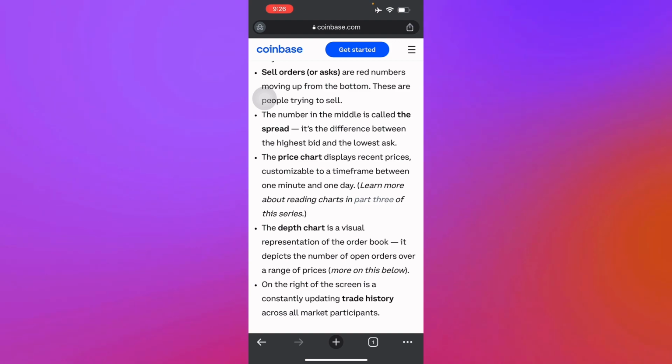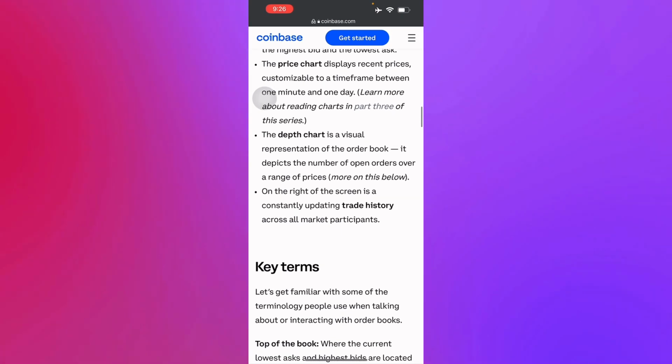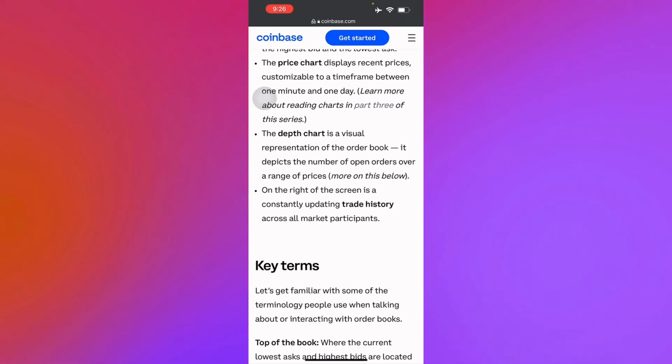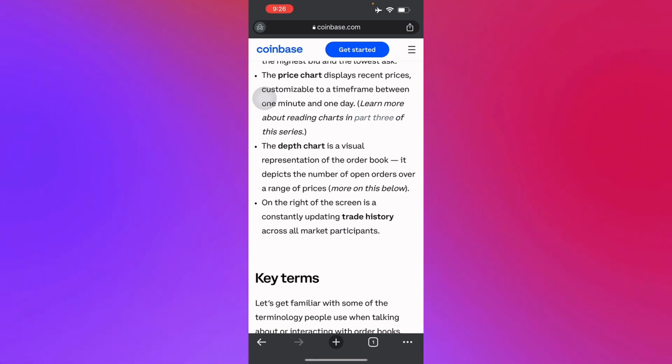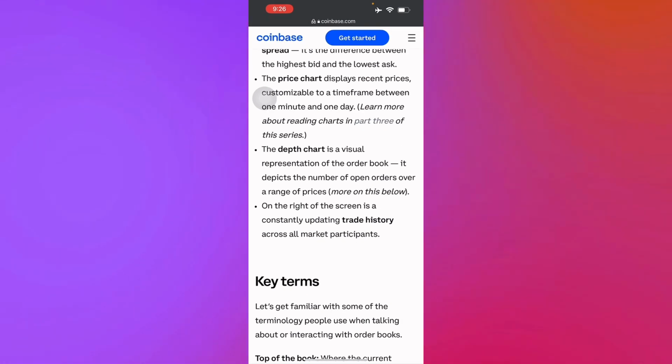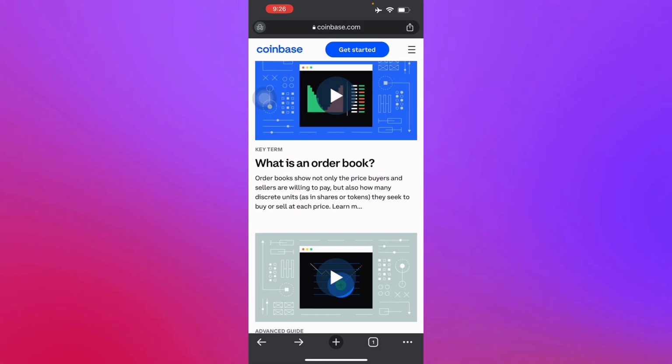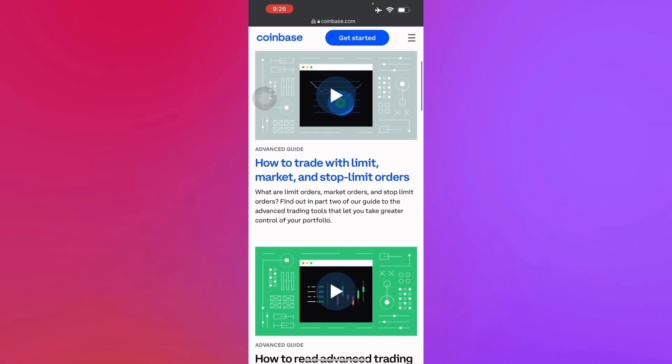The depth chart is a visual representation of the order book. It depicts the number of orders over a range of prices. That's it.